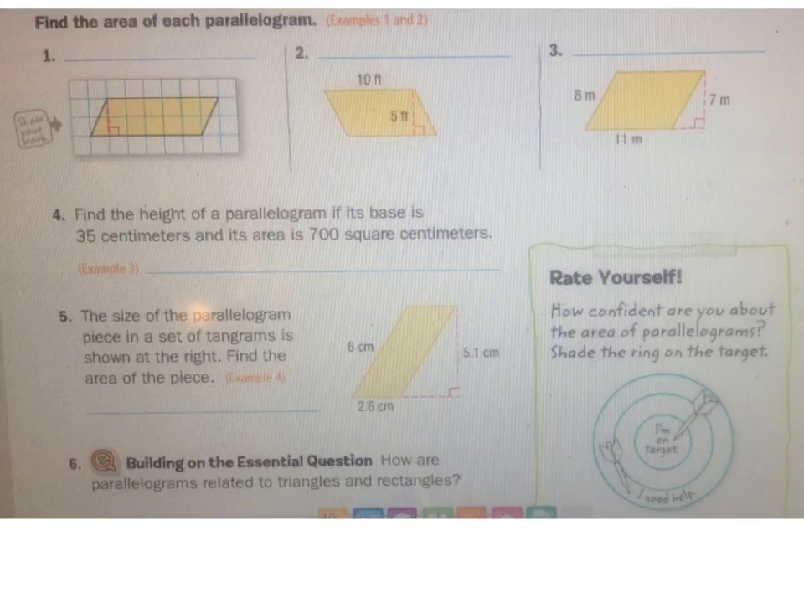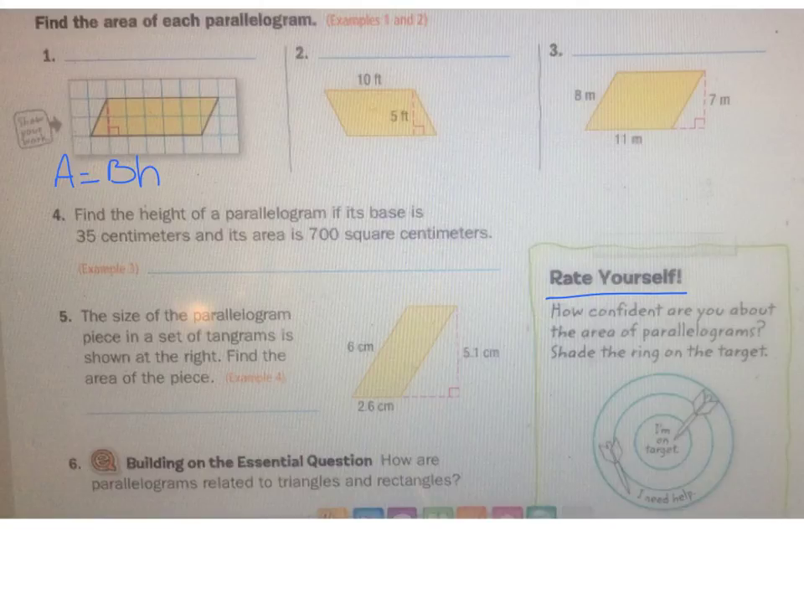On this page, I would like you to find the area of the following rectangles, or not rectangles, parallelograms, and then check your answers when you've finished. Please make sure to rate yourself at the end. I will help by helping you to set up the problems. For number 1, you should use your area equals base times height. You will need to count your units.